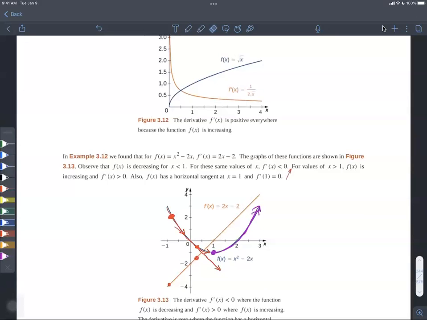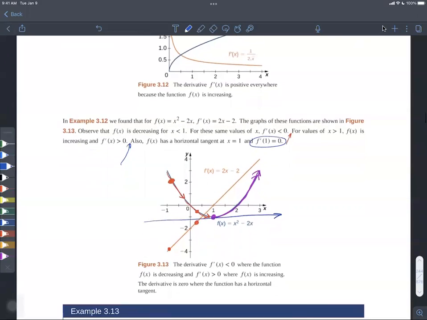And then finally, the last thing to note here is that f of x has a horizontal tangent line at x equals 1. You can see the horizontal tangent line there at x equals 1. And so what is the slope of that tangent line? If it's horizontal, the slope is 0. So the derivative function has a value of 0 when x is equal to 1. Okay.